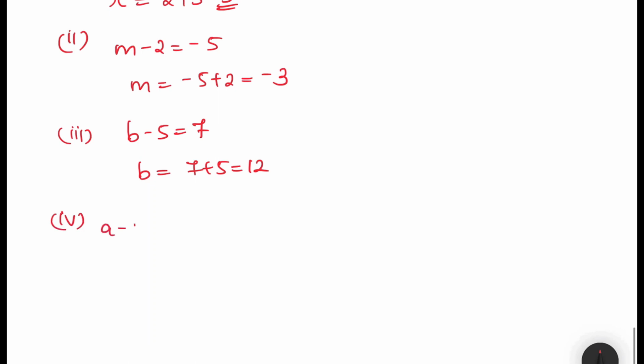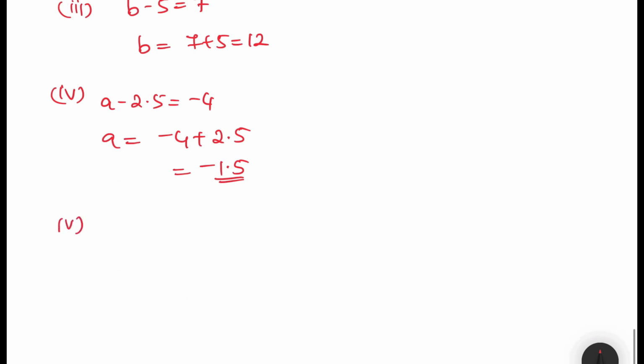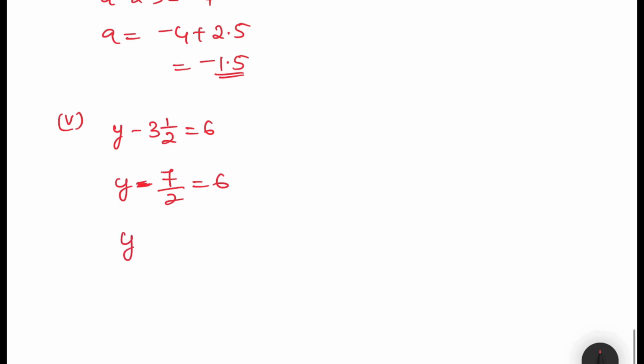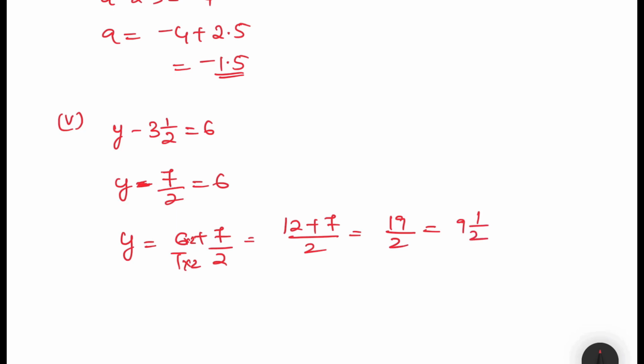Fourth one we have a minus 2.5 equal to minus 4. a is equal to minus 4 plus 2.5, that is equal to minus 1.5. Fifth question, y minus 3 1 by 2 equal to 6. y minus 7 by 2 equal to 6. y is equal to 6 plus 7 by 2. So by 1 into 2 into 2, we'll give you 12 plus 7 by 2. That is equal to 19 by 2. 9 1 by 2 you will get. Okay.